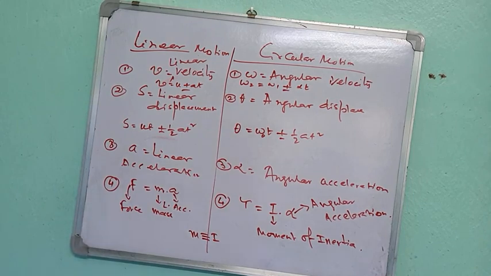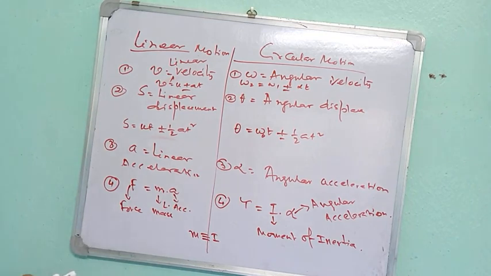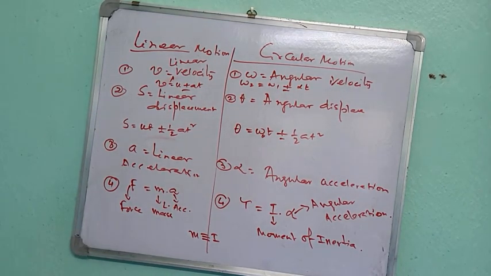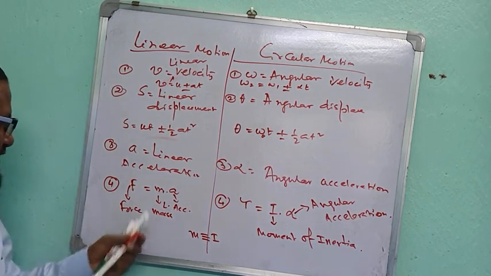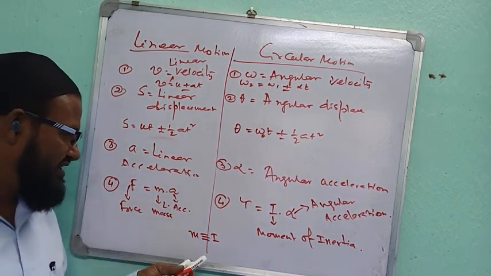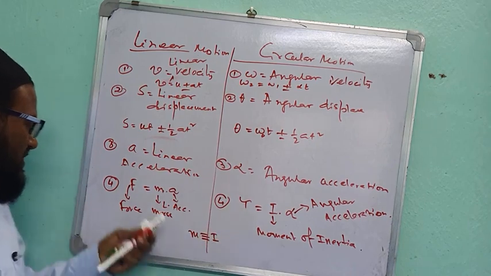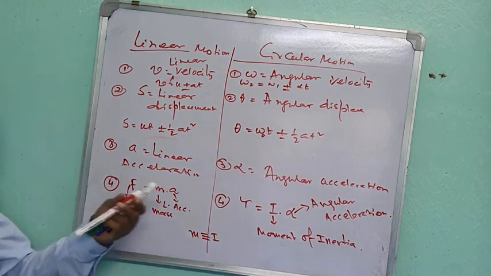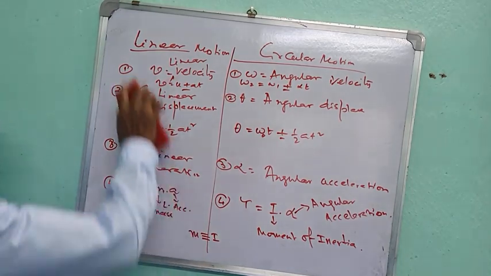In circular motion, there are two extra things. Please write down. Force equal to mass into acceleration, and torque. What is the difference between force and torque? I am giving an example. Please see here.